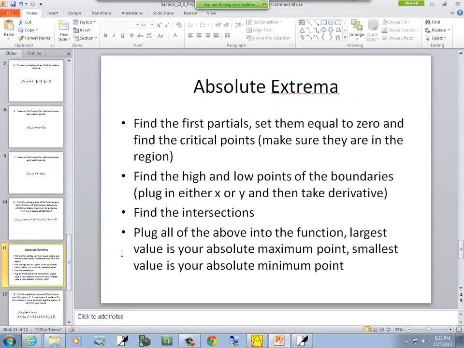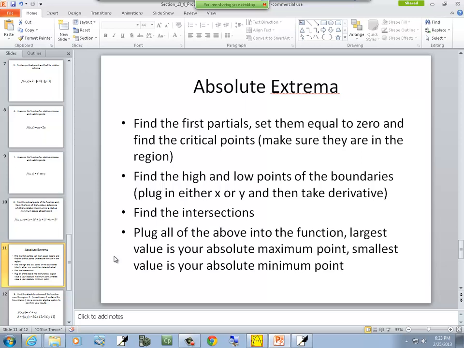Now let's take a look at absolute extrema. This is the absolute min, absolute max, your highest point and your lowest point. First thing we want to do is find our first partials, set them equal to 0, and find the critical points, just like we did before. You have to make sure they are in the region specified.